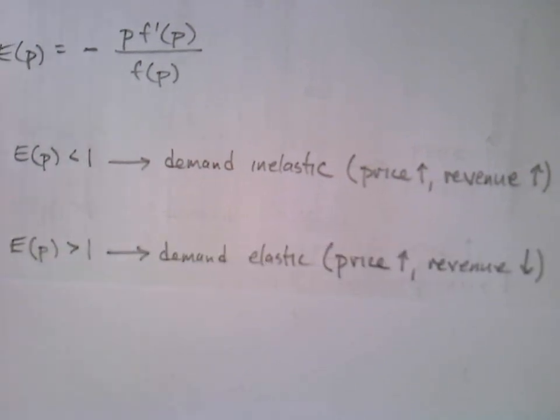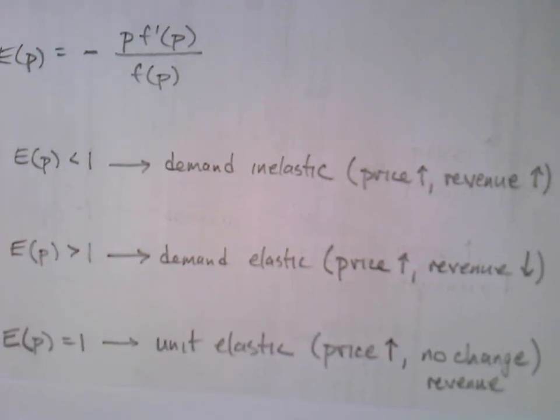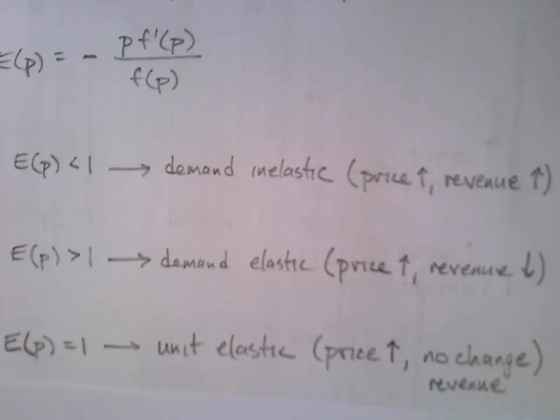Next up, of course, is elastic. If our E of P is greater than 1, then changing the price has a much bigger effect on demand, and it's probably what we would expect. Raising the price is going to lower the demand, but lower it enough where we're not making as much money. So raising the price, our revenue drops. Finally, it could be that your elasticity equals exactly 1. We're going to call that unit elastic. 1 is the unit. It's kind of right there in the middle.